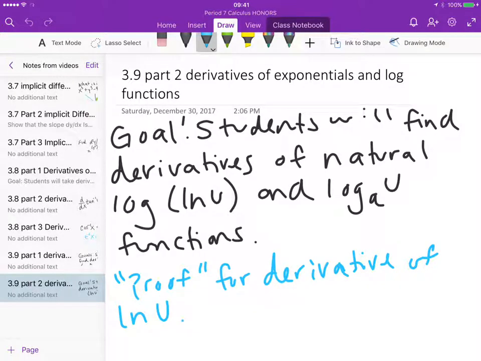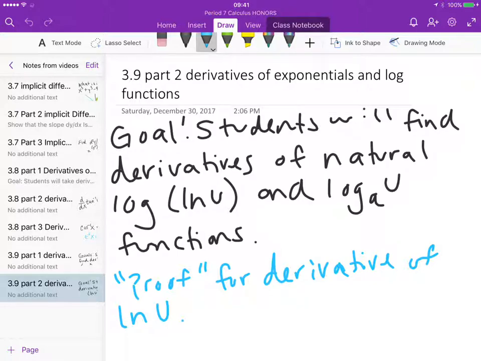Alright guys, so we're looking into 3.9 part 2. In our previous video, we looked at finding the derivatives of exponential functions, things of e to the x or possibly a to the x with a different base a than our e. In this video, we're going to be looking specifically at the derivatives of logarithmic functions.